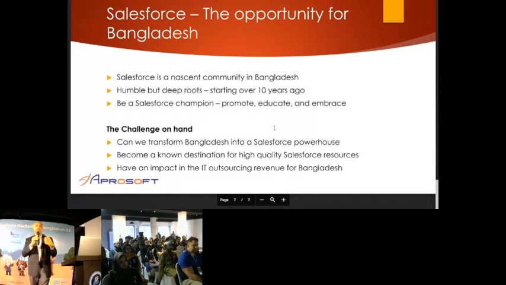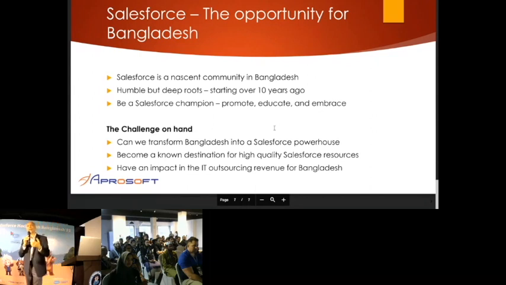And for us, it's important that we grow our profile, not only as a company, but as a community, and as a country. So in other words, Bangladesh has the opportunity to really become a powerhouse in Salesforce. Only if all of you want it, right? You've got to want it. How do you get there? Well, basically, as I said, we've had humble beginnings. Microsoft started over 10 years ago in Salesforce. But how do we go from here to there?